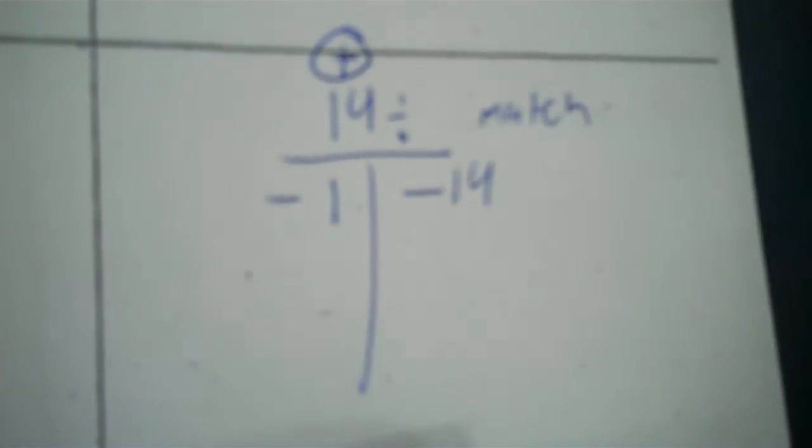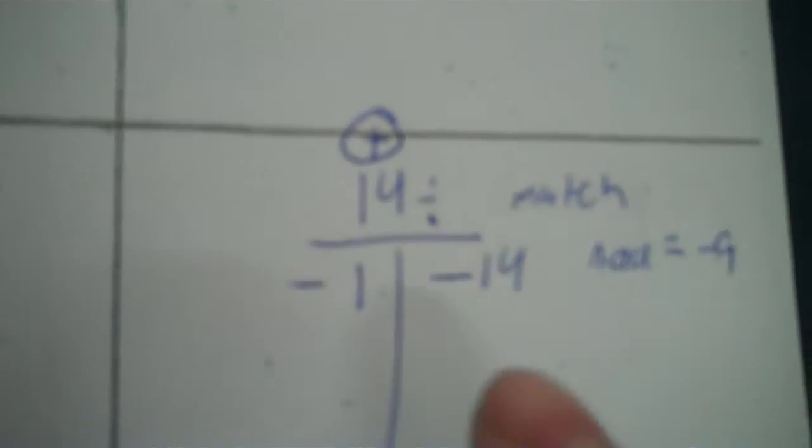So 14 divided by 1 is 14. So I put 1, 14. And by the way, always know what you're adding to. You're trying to add to negative 9. Positive is a match, negative is a mismatch. Negative 1 plus negative 14, that is not negative 9, so get it out of there.